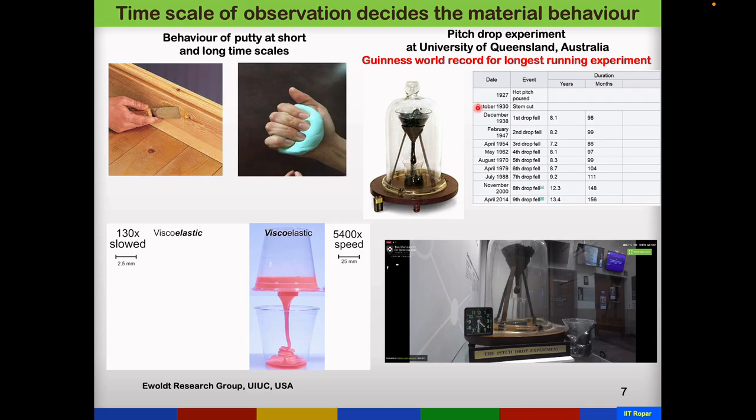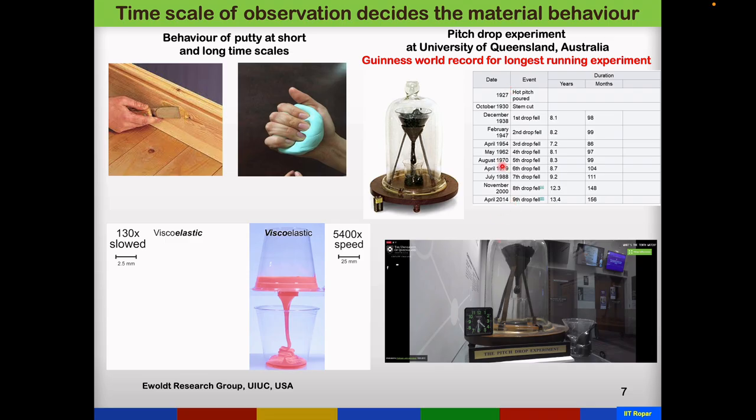And then there is an interesting experiment that is still going on at the University of Queensland, Australia, where people took a material called pitch, which is used for road construction. They put that material in a funnel and started the experiment almost 100 years back, in 1927. What they observed was that after 10 years one drop of pitch came out from the nozzle. And the last drop that came out from the nozzle was in 2014.